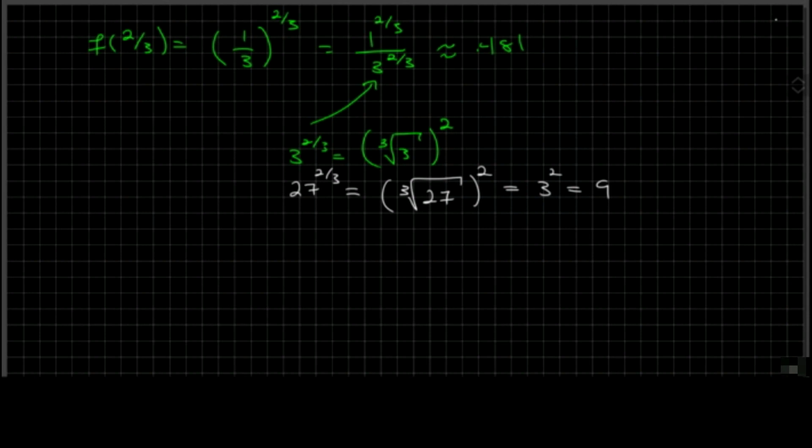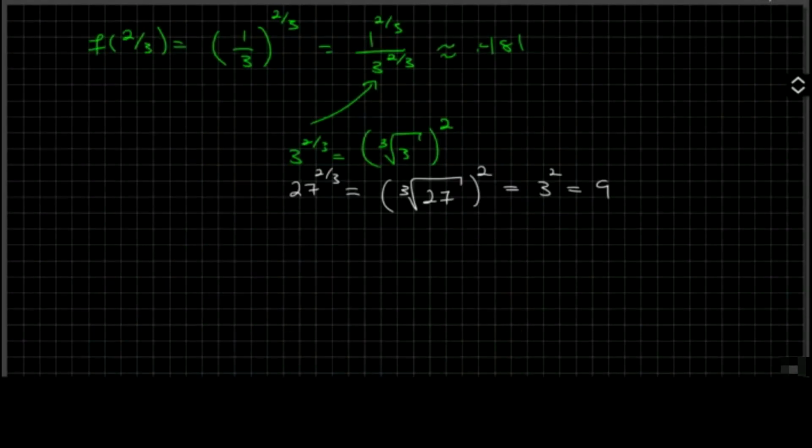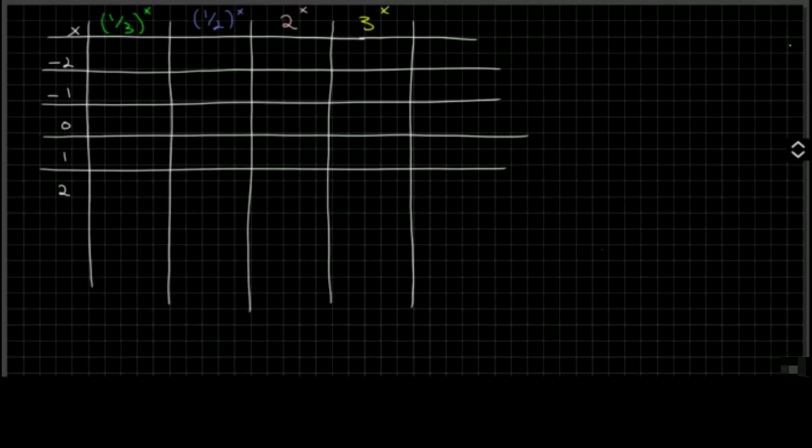Now let's go onward to creating a table and graphing these functions. So I'm going to create a table, well I already have, with the x values from -2 to 2. You could do more if you want, but it's not necessary. And I'm going to plug in all these x values to all of these functions that are listed here. And let's go ahead and fill in this first row here. So we already did 1/3 to the -2 power, and we found that to be 9.